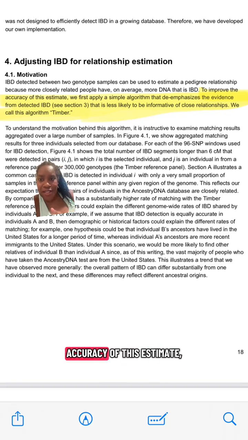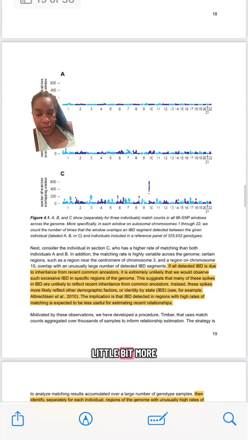"To improve the accuracy of this estimate, we first apply a simple algorithm that de-emphasizes the evidence from detected IBD that is less likely to be informative of close relationships. We call this algorithm Timber." It was the word de-emphasize that made me pause for a second and say, I think I need to go back to the other section and actually figure out what Timber is doing, because they're also saying that it is less likely to be informative of close relationships. And I'm just curious, what is the criteria that they're applying to determine that it's going to be less likely to be informative? So down below, they explain a little bit more about what they're doing.